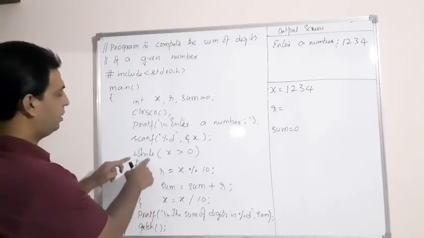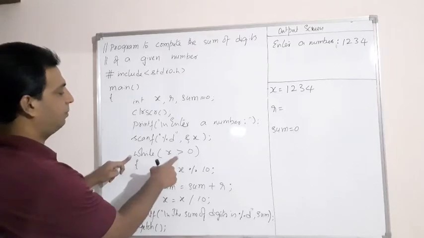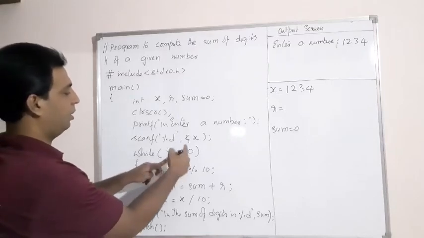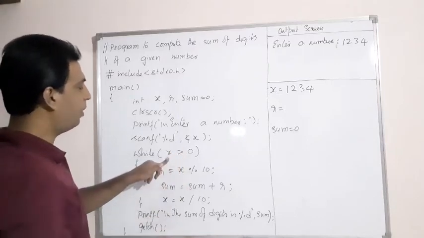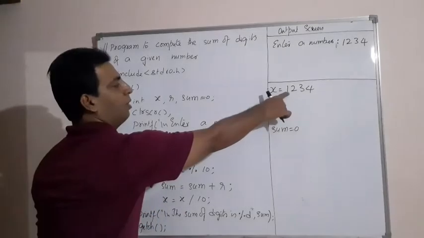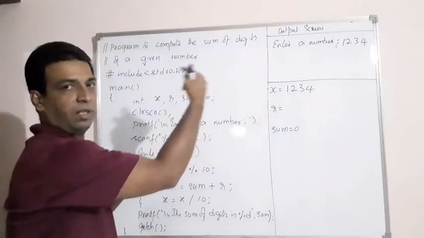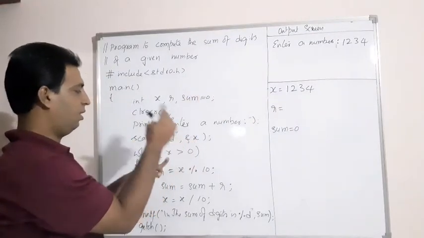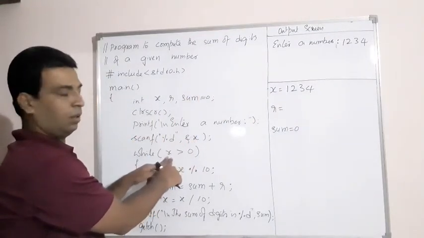Okay. The first line is the condition statement. What is the condition here? Meanwhile, before the condition, this X is being initialized with scanf with the value of 1, 2, 3, 4. After the initialization using scanf, then there is a condition.